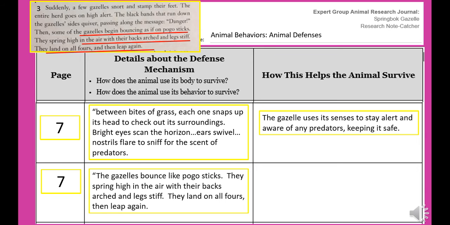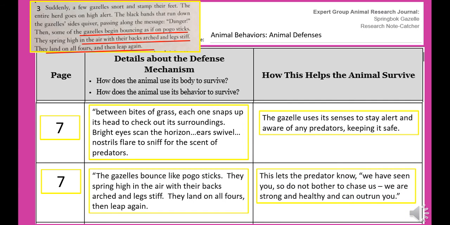Now that you've got this recorded, it's time to think about how this helps the animal survive. So in other words, how does jumping up in the air and leaping up again help the animal survive? Well, when we read on, we find out that it actually helps let the predator know that they've been spotted and that the gazelle is strong and it's not going to be easy for that predator to catch it. And so it actually helps the animal survive by letting the predator know that we've seen you, do not bother to chase us, we're strong and healthy and can outrun you.